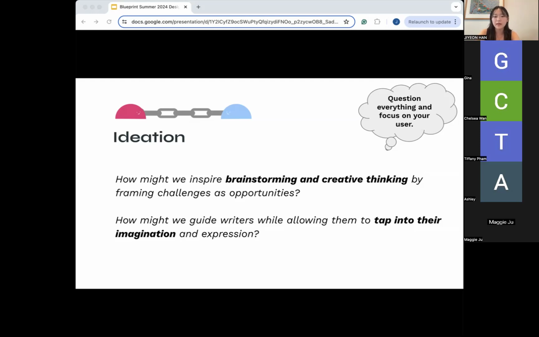The second question we asked was, how might we guide writers while allowing them to tap into their imagination and expression? We sought to design tools that provided gentle guidance without stifling creativity. This could take the form of writing prompts that users can interpret freely, or an intuitive interface that suggests but doesn't constrain users. The idea was to nurture creativity by balancing structure with open-ended possibilities.